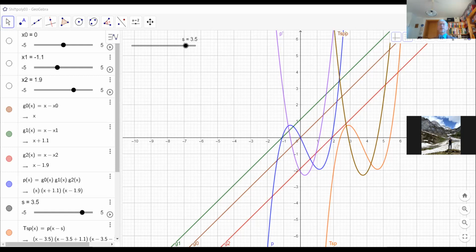Okay. I just heard that somebody couldn't see the animation, but I hope this problem is solved meanwhile. I will stop the GeoGebra anyway.